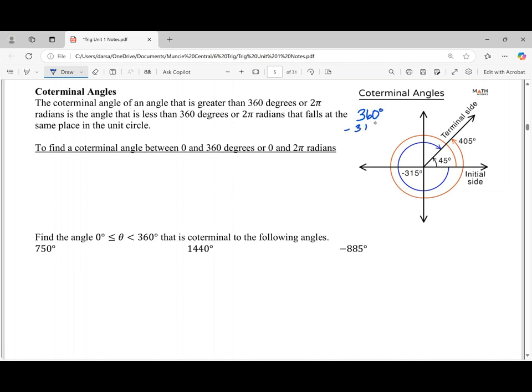And if we take 360 degrees and subtract 315 degrees, what do we get? Oh, well, that's really just 45 degrees. Those two angles land in the same spot.